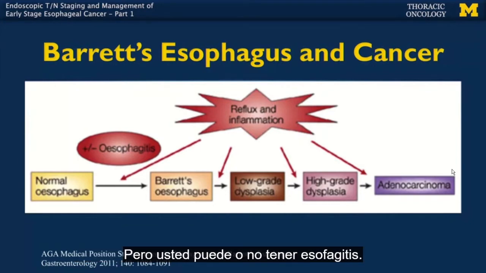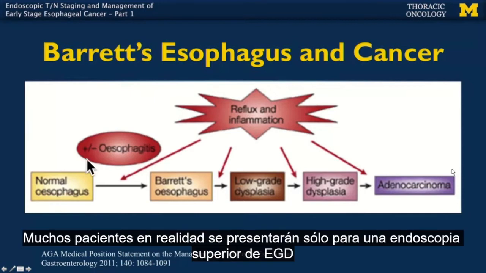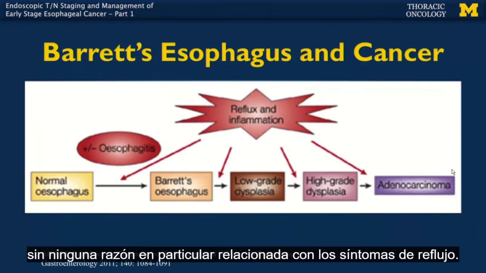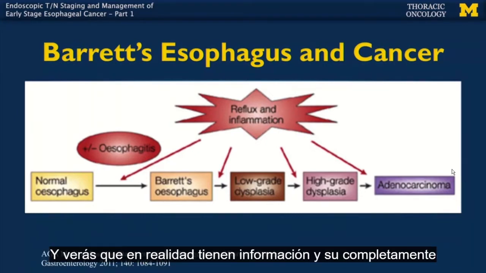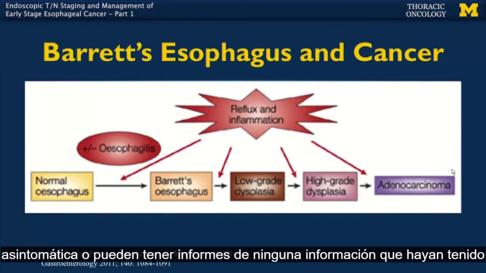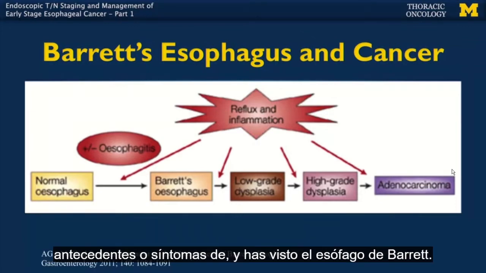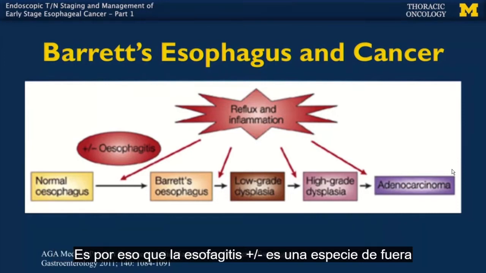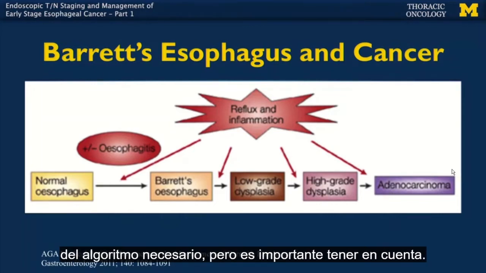So you end up going from this very normal esophagus, but you may or may not have esophagitis. Many patients actually will present just for an EGD, upper endoscopy, for no reason in particular related to reflux symptoms, and you'll see that they actually have inflammation and they're completely asymptomatic. Or they can have reports of no inflammation that they've ever had either a history of or symptoms of, and you see Barrett's esophagus. So that's why the plus or minus esophagitis is sort of out of the necessary algorithm, but it is important to keep in mind.